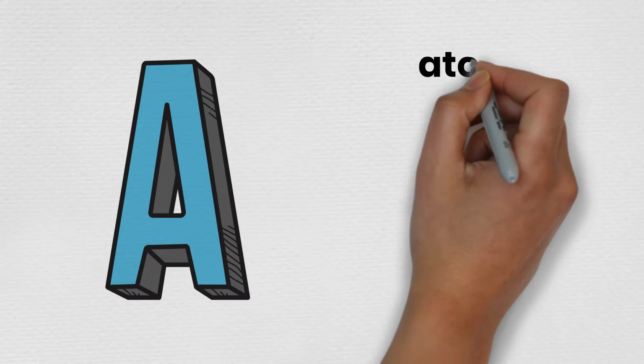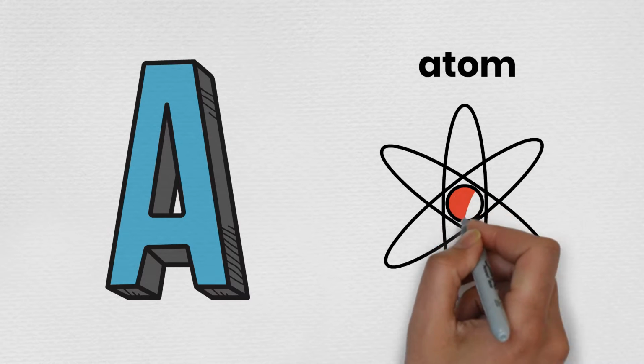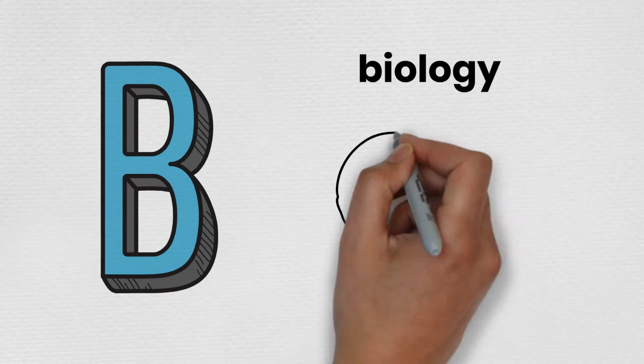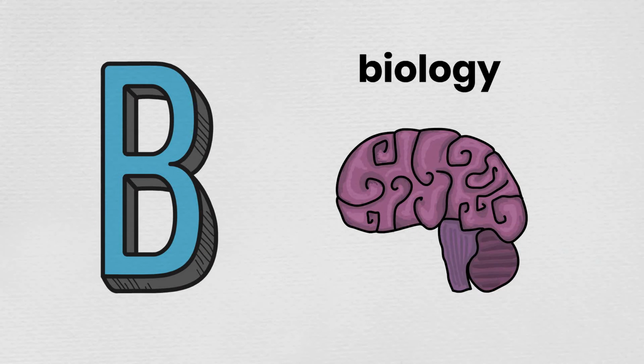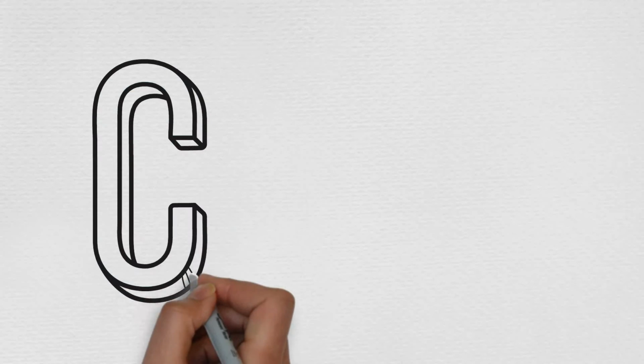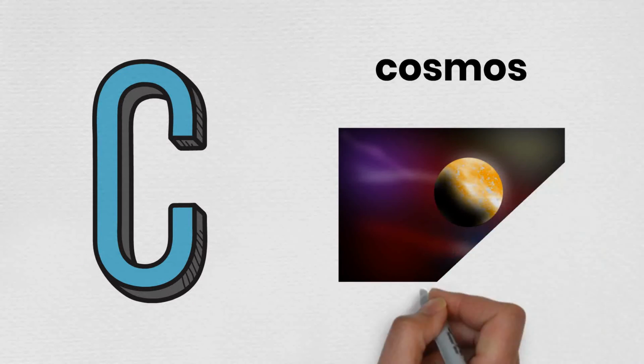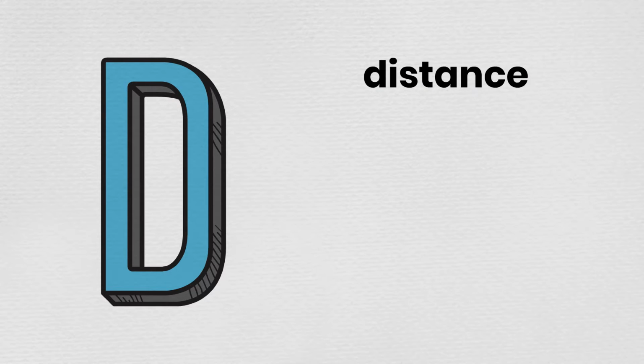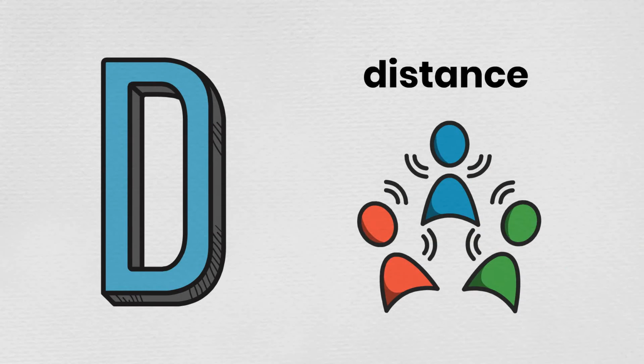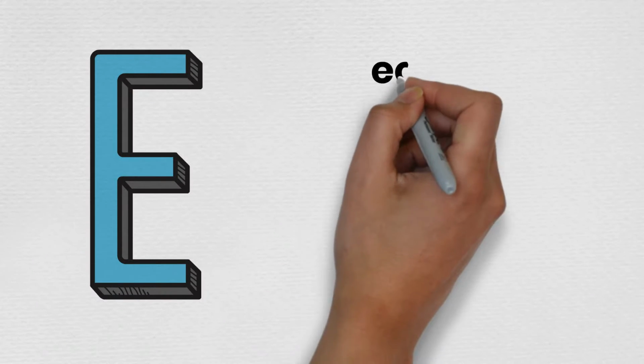A is for atom. B is for biology. C is for cosmos. D is for distance. E is for eclipse.